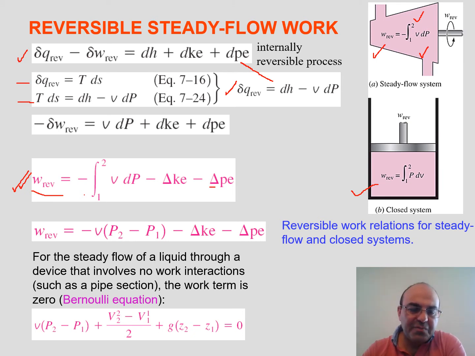Okay, so if the fluid is incompressible, for instance in the case of a pump, then the specific volume is a constant. It comes out of the integral, and then we can evaluate the integral of dP, which is P2 minus P1, in this equation, along with the kinetic energy and potential energy terms. This equation, for instance, can be used for a pump.